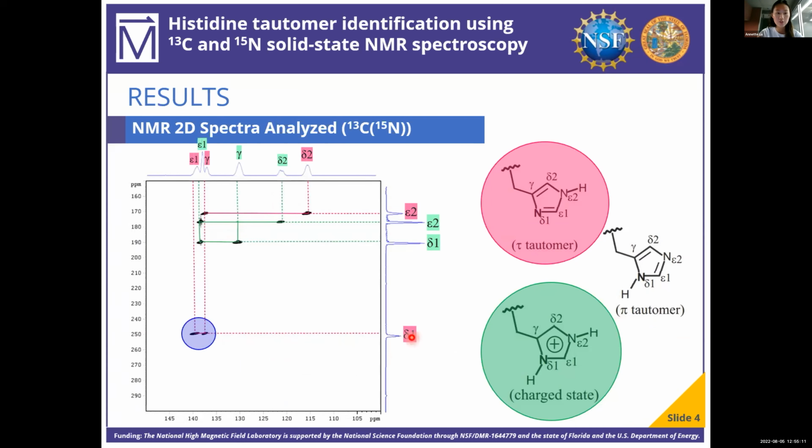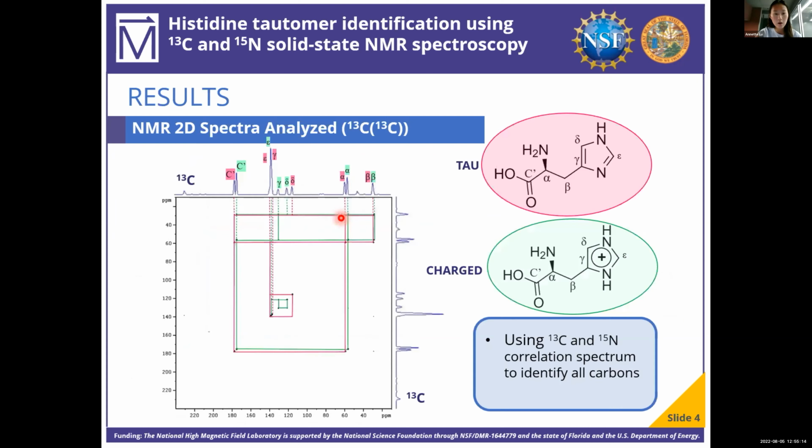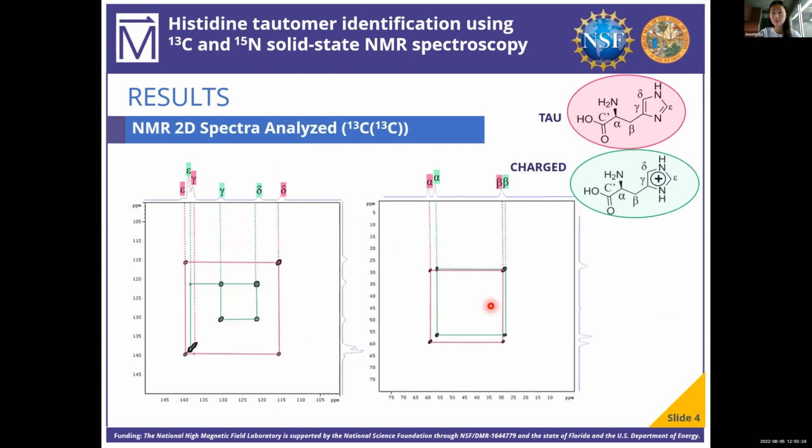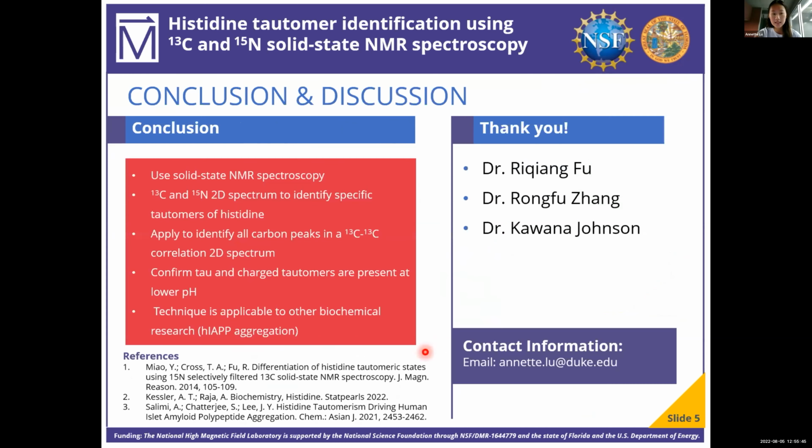And using these labeled nitrogens and carbons, we can assign all the carbon peaks to the carbon-carbon spectrum where both axes are the full carbon spectrum. So we're going to zoom in here to get a better look. These are the zoomed in spectrums again, and you can tell that the peaks of the carbons within the same tautomer are connected. For example, the pink peaks are connected by this square, but then the green peaks of the charged tautomer are connected by the green square. So they're not connected between tautomers, but they are within. So with those techniques, we're able to identify all the carbon peaks.